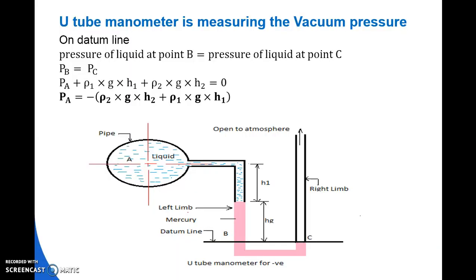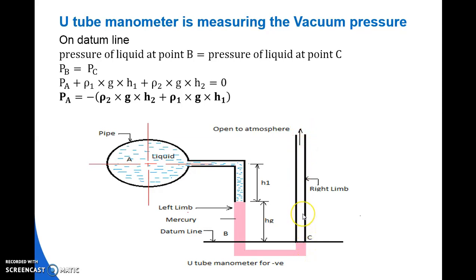Let's go for the negative pressure measurement. As shown in the diagram, we have the cross-sectional view of the pipe, inside which the liquid is present, but the liquid pressure is lower than the atmospheric pressure. Now what happens? As the right limb is open to the atmosphere, the atmospheric air will apply a force upon the mercury.